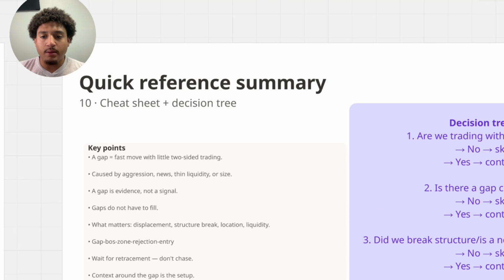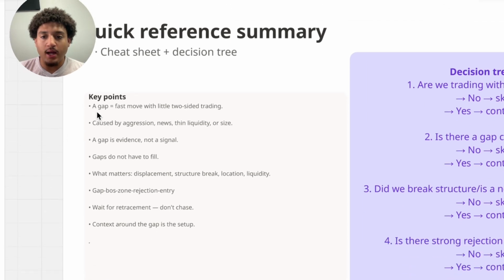Now, quick reference summary. Key points: a gap equals a fast move with little two-sided trading. So a fast move up or a fast move down. Fast move up means there is little selling happening. Fast move down means there is little buying happening. These are caused by aggression, news, thin liquidity, or size. A gap is evidence, not a signal.